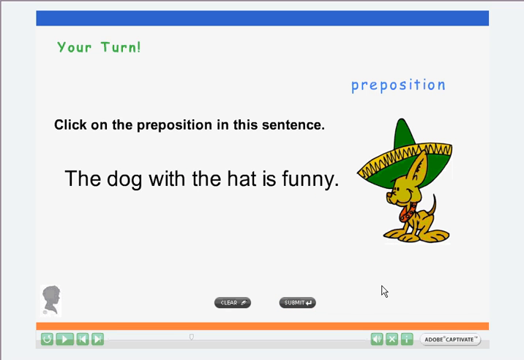Here is one more sentence. The dog with the hat is funny. There are no highlighted words to help you. Can you click on the preposition in this sentence?